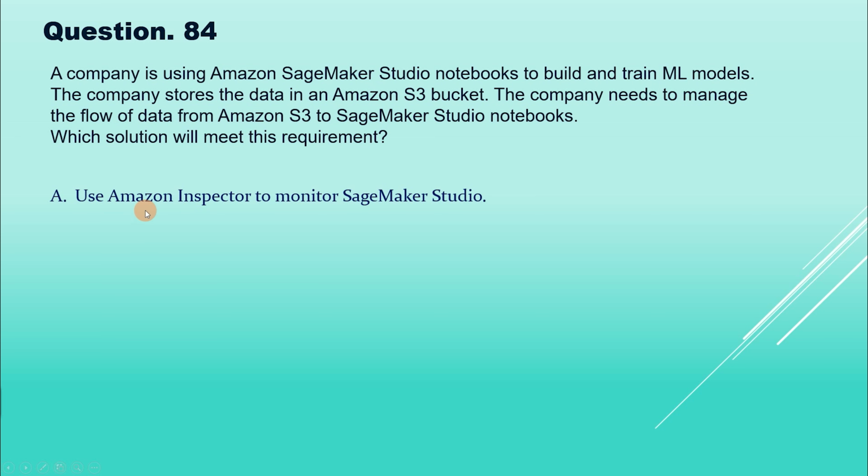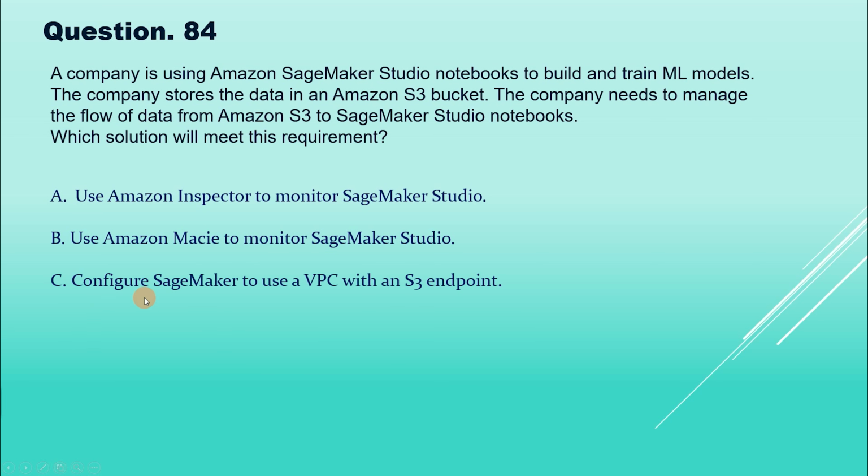Options are, option A, use Amazon Inspector to monitor SageMaker Studio. Option B, use Amazon Macie to monitor SageMaker Studio. Option C, configure SageMaker to use a VPC with an S3 endpoint. Option D, configure SageMaker to use S3 Glacier Deep Archive. Try to guess the correct answer here. And the correct answer here will be option C, configure SageMaker to use a VPC with an S3 endpoint.